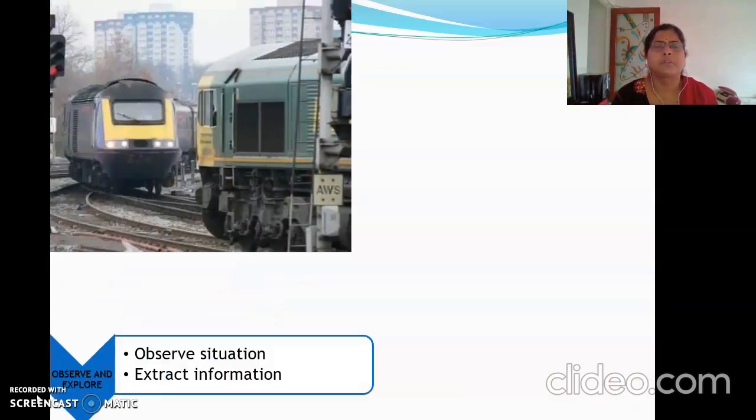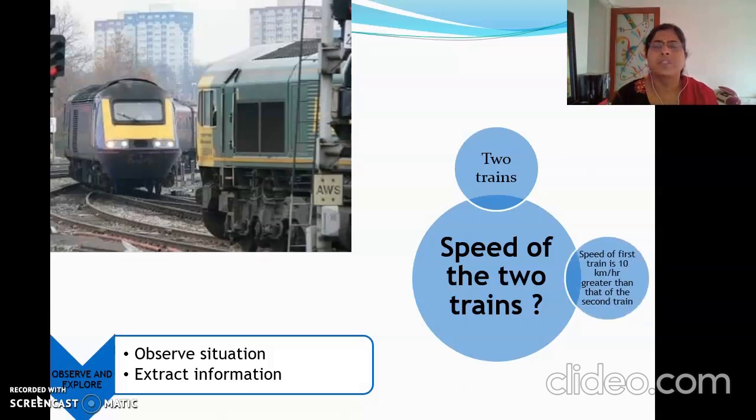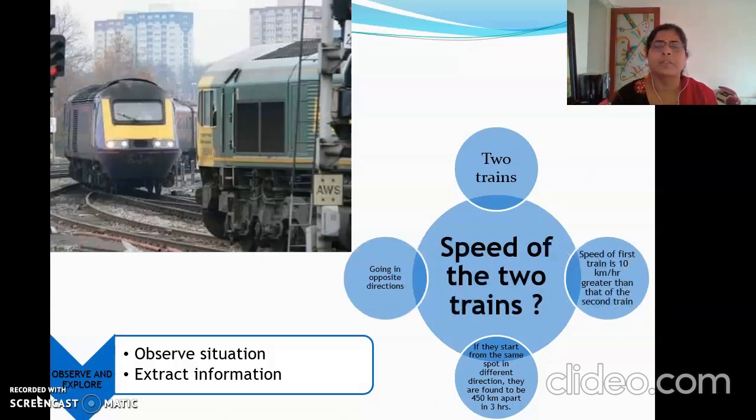Observe. What do you see? There are 2 trains. What are the speeds of these 2 trains? If the speed of the first train is 10 km/h greater than that of the second train, and if they start from the same spot in different directions, they are found to be 250 km apart in 3 hours, and they are going in opposite directions.